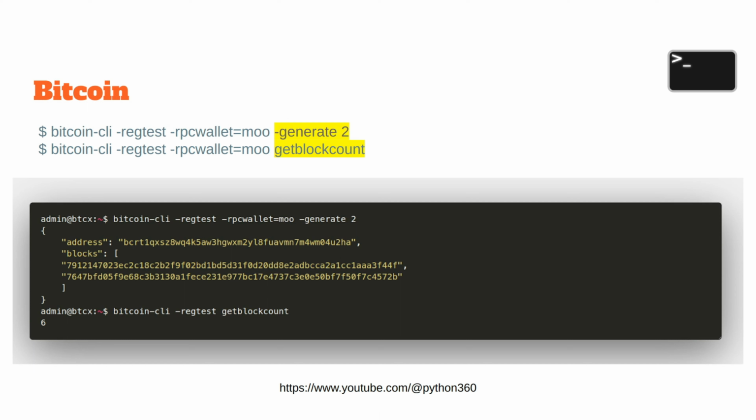-rpcwallet=moo generate 2. -rpcwallet=moo getblockcount. So checking how many blocks there are. I generated 2, then I did getblockcount. I already had 4, so now I have 6.